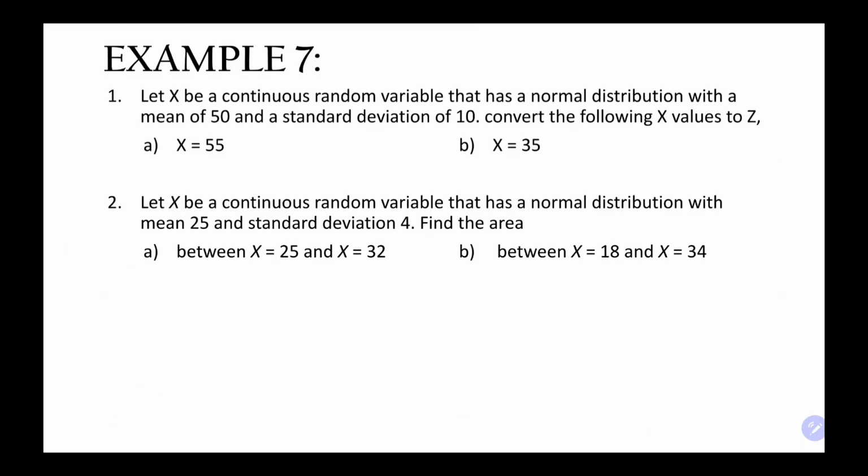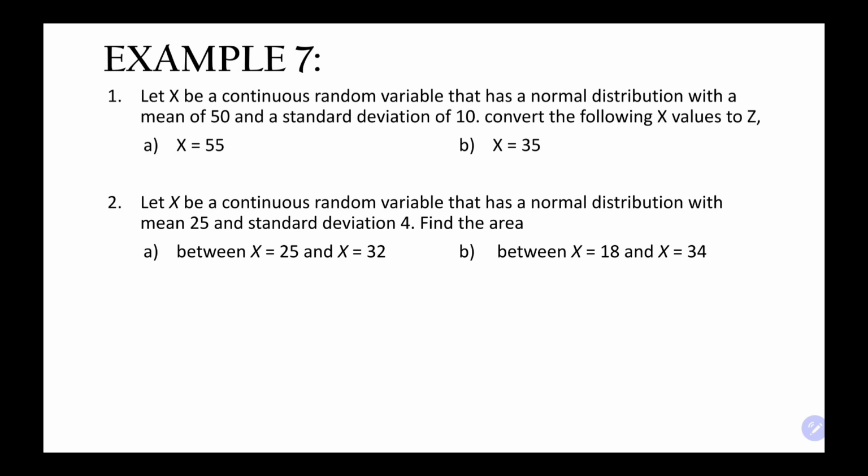We look at example 7 number 1. Let X be a continuous random variable that has a normal distribution with a mean of 50 and a standard deviation of 10. Convert the following X values to Z. Okay, soalan ni just nak kita convert daripada X value kepada Z. So, kita gunakan formula standardize.